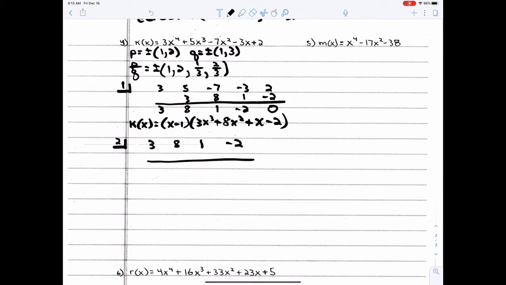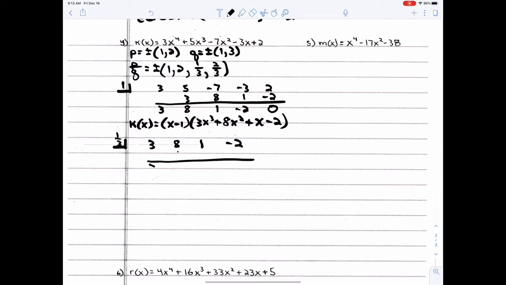And let's try -2. So we have 3, -2, 6, -12, -11, 22. That's not going to give us 0 either. Okay. So what's next on our list here? So we've gone through plus or minus 1, plus or minus 2. So let's try 1/3.